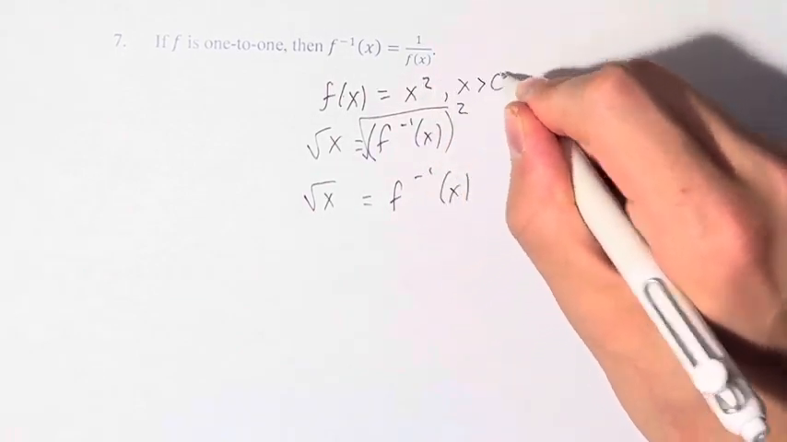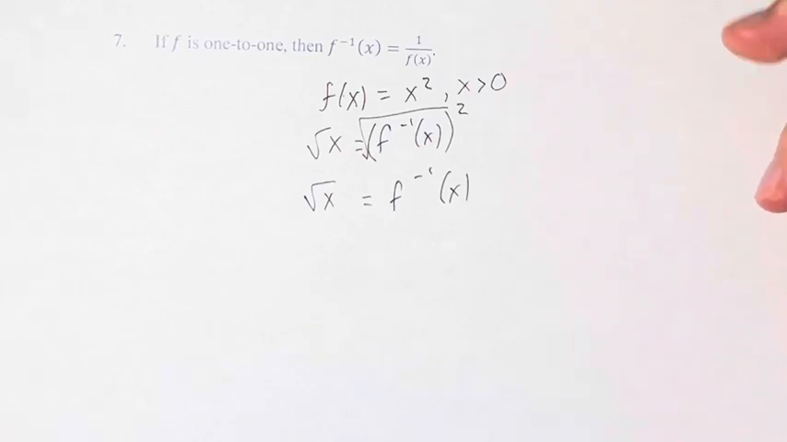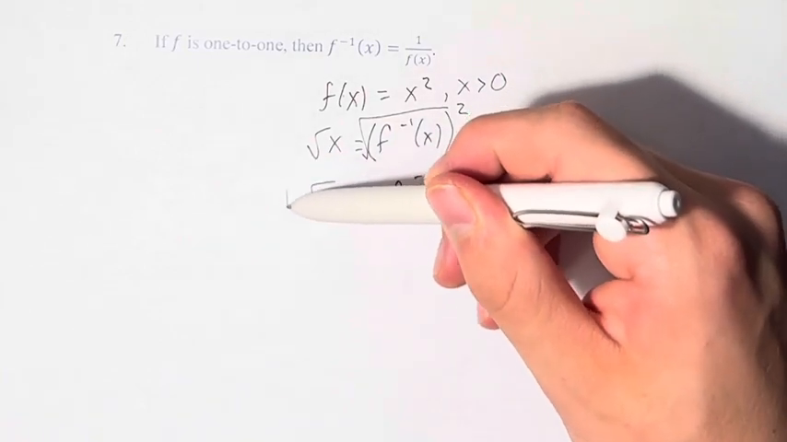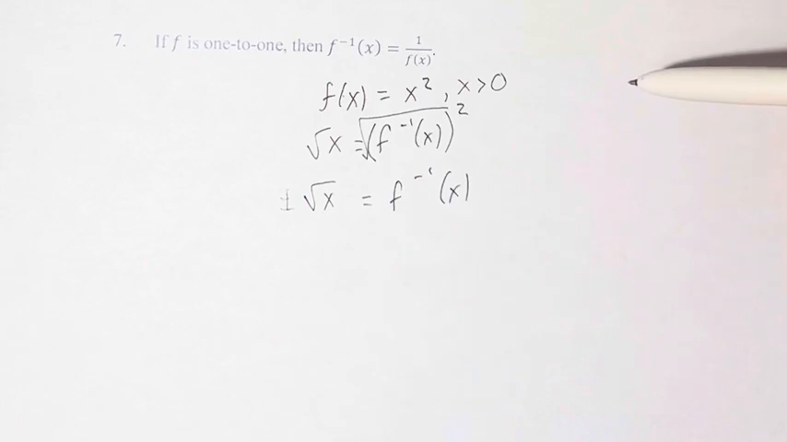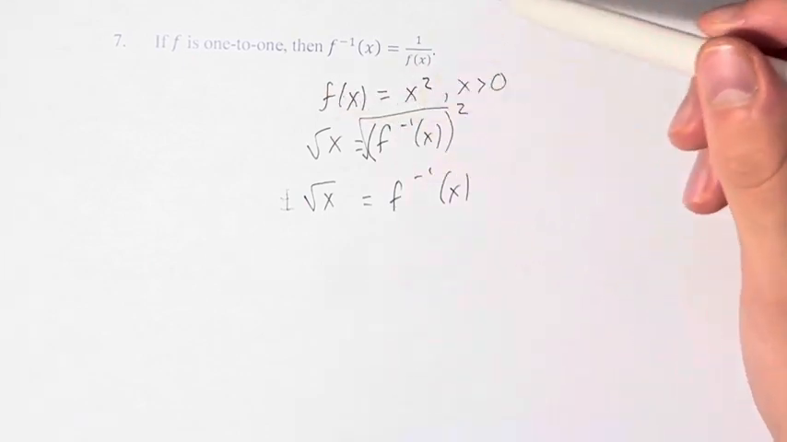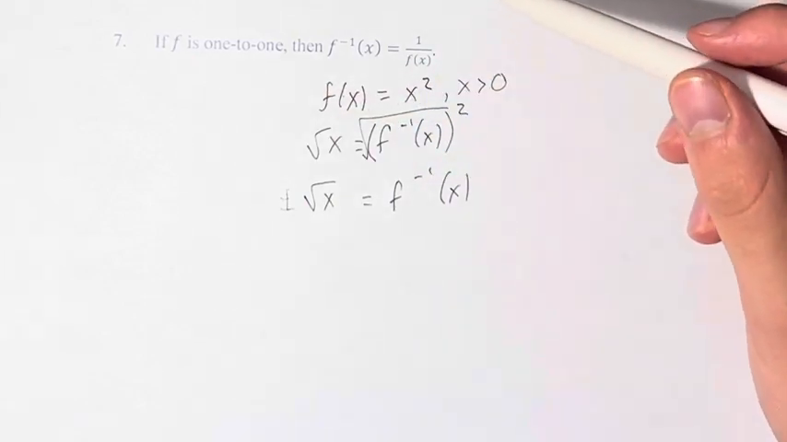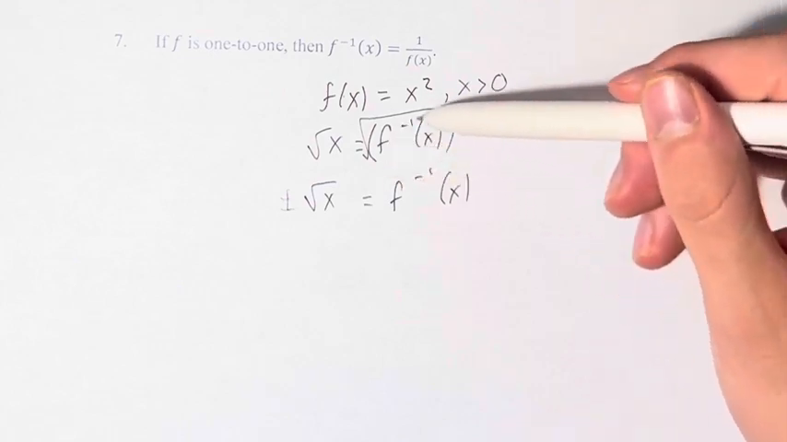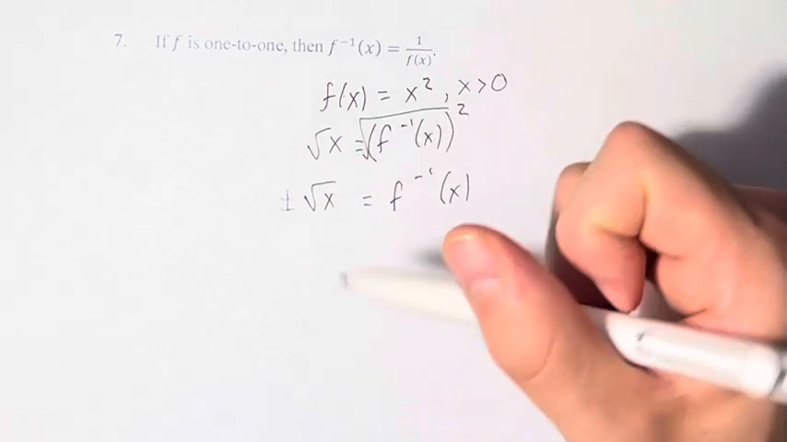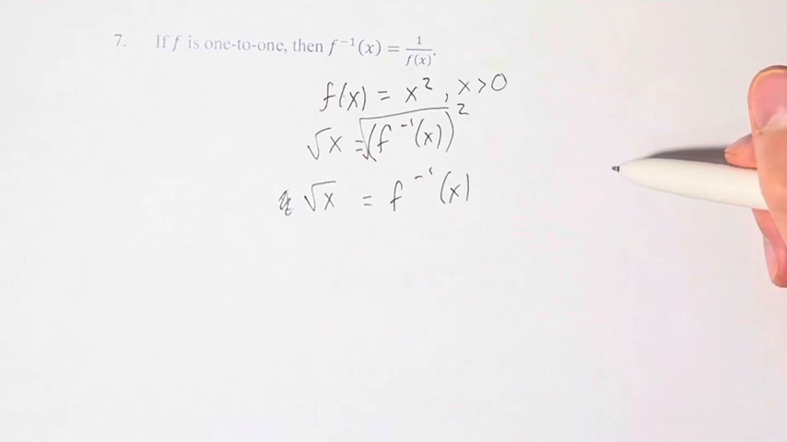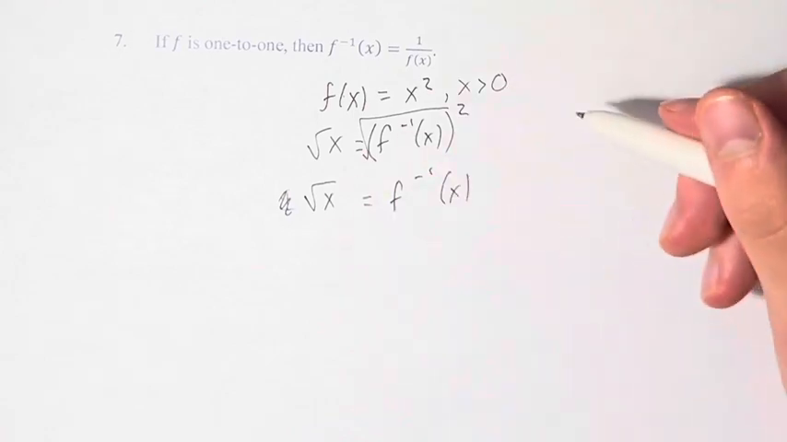So let's just say x is greater than 0. Therefore, this doesn't become plus or minus square root of x, because we know the function is greater than 0. The square root of this is a positive number. Therefore, it's only the positive square root of x. So maybe not the best example.